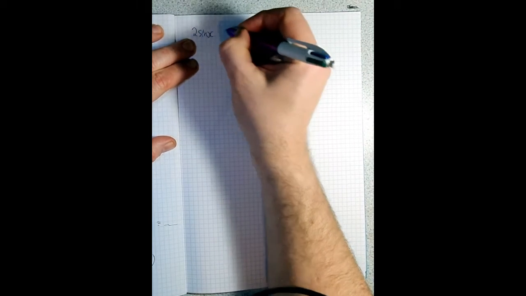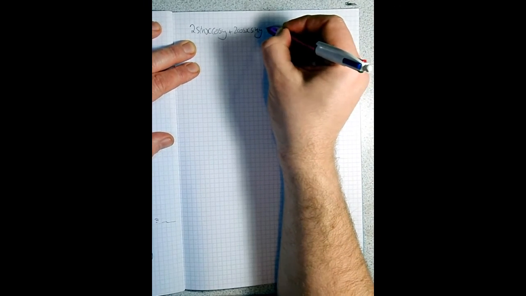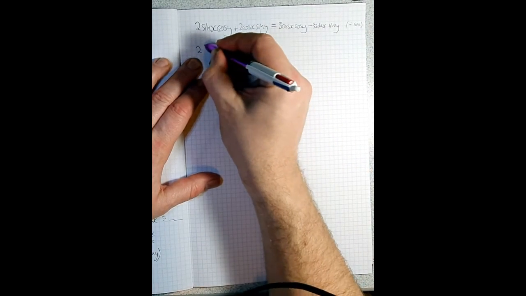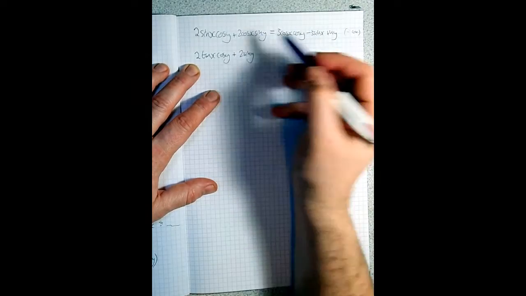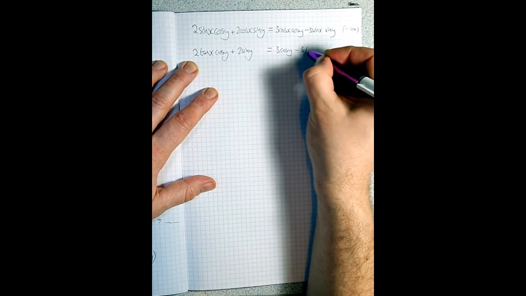I'll expand the brackets. 2 sine x cos y add 2 cos x sine y equals 3 cos x cos y minus 3 sine x sine y. Now remember, I've got to bear in mind what I'm working towards. I'm working towards tan x. So with sine x, I'm going to have to divide by cos x. So the first thing I'm going to do is just divide through by cos x. Dividing each term by cos x gives me 2 tan x cos y plus 2 sine y, because cos x over cos x is 1, equals 3 cos y minus 3 tan x sine y. So I've got my tan x's in.